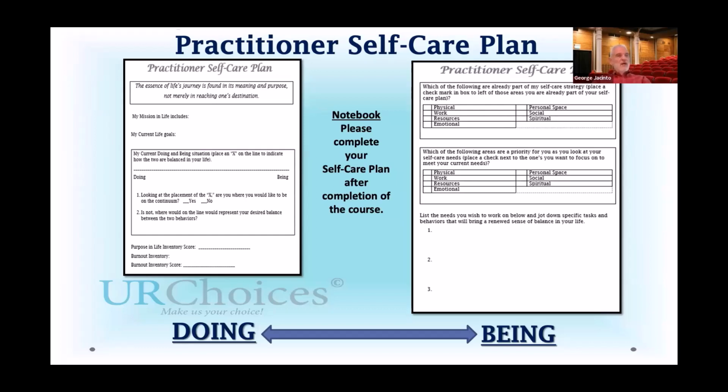On the right side of your page, there's a table that says the following are already part of my self-care strategies. You'll check off what you're already doing, because my guess is you're already doing something. The next table has things you might want to add to your current approach to self-care. Below that, list needs you wish to work on, and jot down specific tasks and behaviors that will bring a renewed sense of balance to your life.